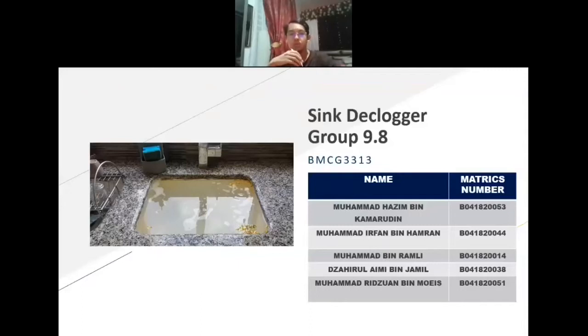Okay, we are from group 9.8. Our group wants to produce a sink declogger. That is our project's name. I want to present about the problem definition.